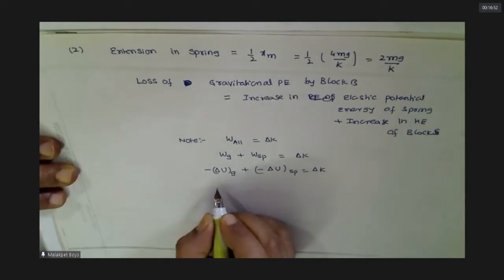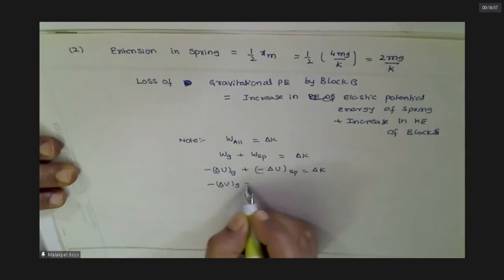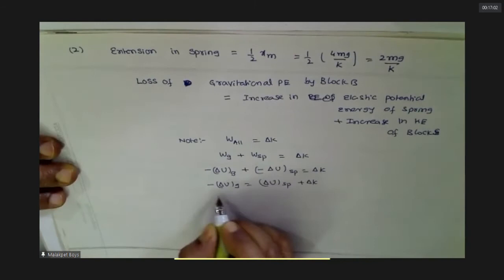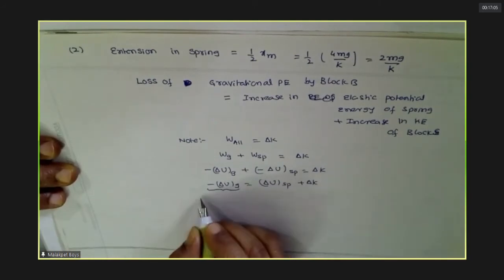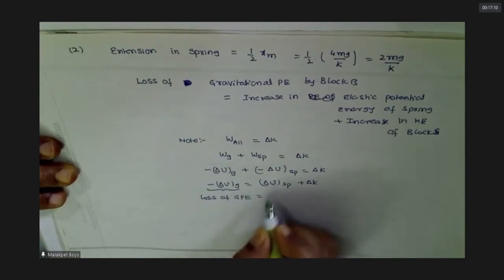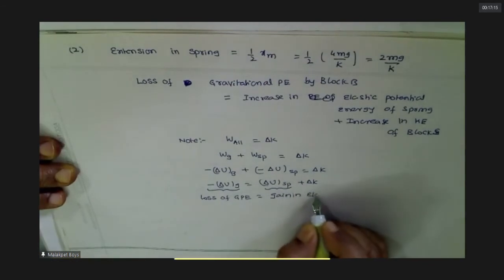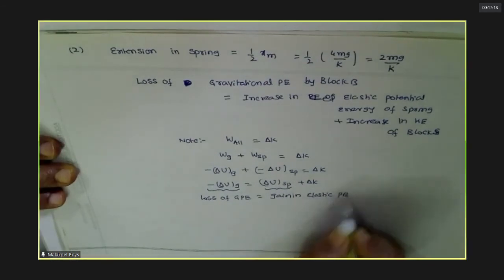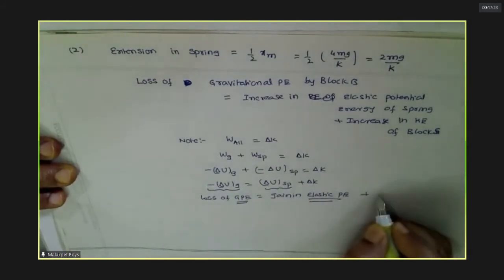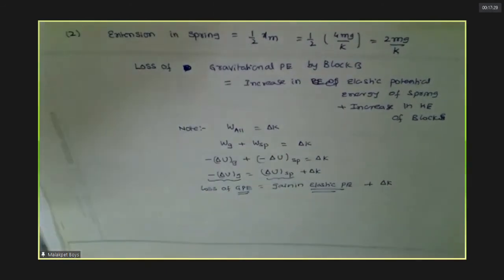Agreed. This is nothing but delta means loss only, no? What is this? Negative sign indicates that there is a loss. And what is this? Positive sign, gain of potential energy, elastic. This is gravitational potential energy. This is elastic potential energy. Plus, this is change in kinetic energy. The same thing we got now. I wrote the same thing.